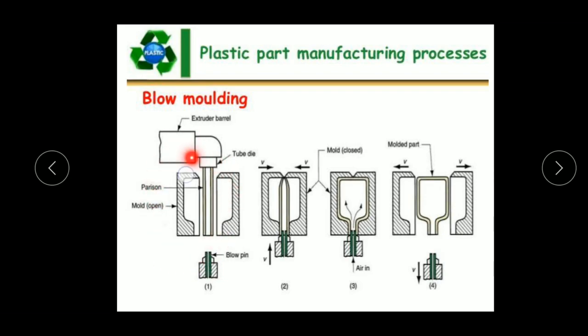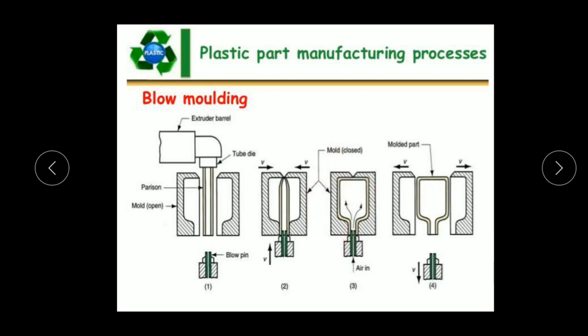Step 1, as we can see, indicates the barrel which supplies the plastic resin to the mold box from the top end, whereas the bottom end is provided with a blow pin. The second step indicates that the pressurized air enters the mold box by means of the blow pin till the required shape is formed.